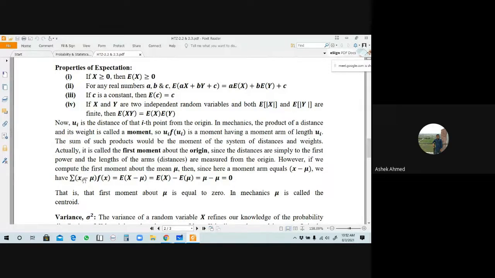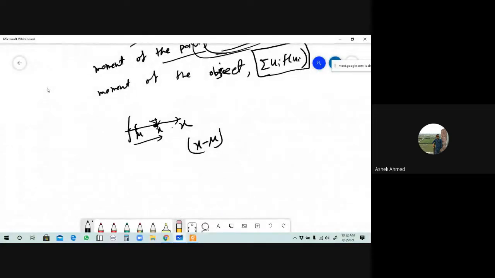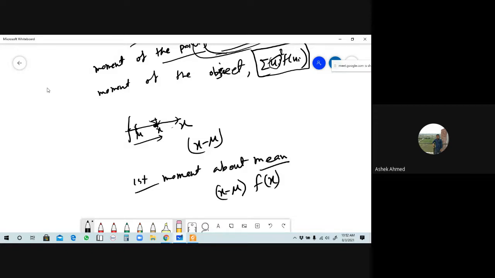We have the summation of x minus mu into f of x. Now we want to find another form here: the first moment about the mean. This represents the first moment, so the power is 1. About the mean means we subtract mu, x minus mu, into f of x. f of x is always the probability mass function, the pmf. Since x is a variable, we take the summation concept.